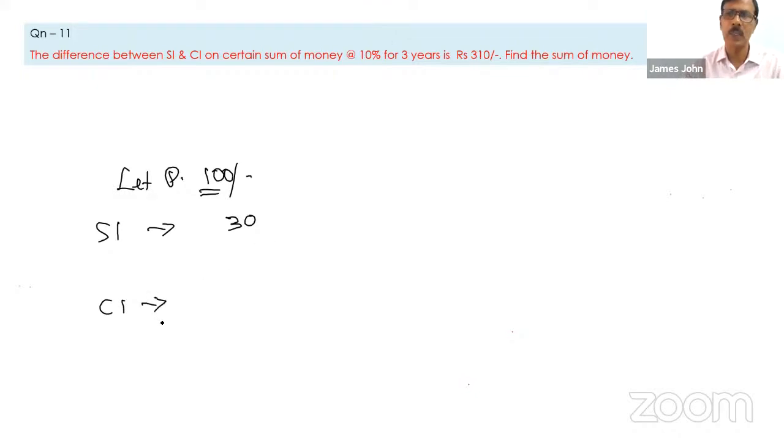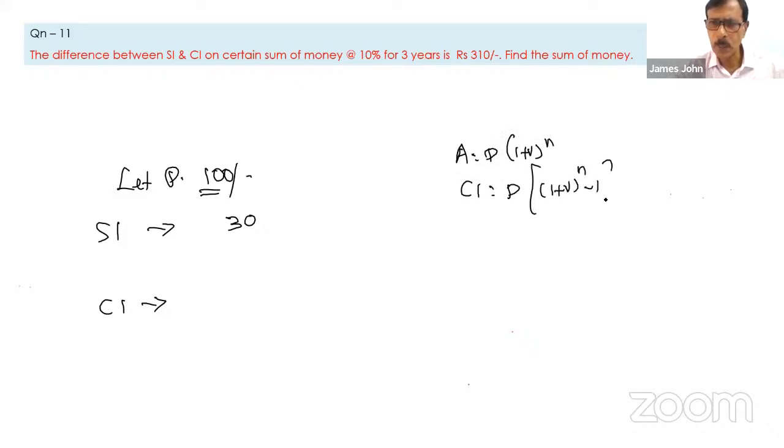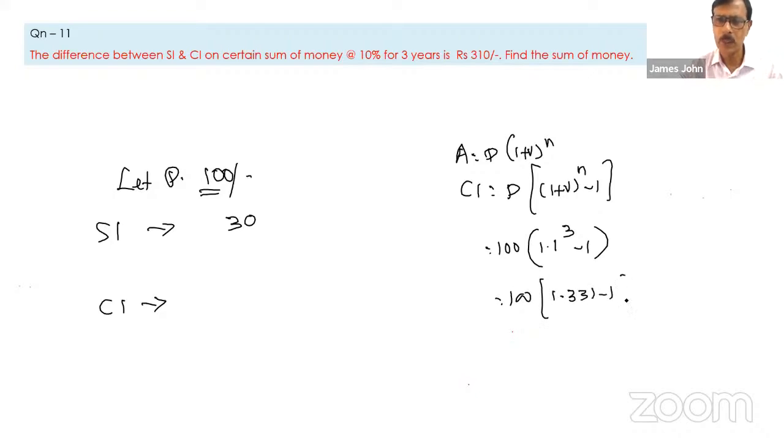Now what will be the compound interest? How to get the compound interest? You have to use the formula. What is the formula? A is equal to P into 1 plus R the whole raised to N, or you can use the compound interest formula P into 1 plus R the whole raised to N minus 1. This formula can be used, isn't it? Compound interest: P is 100 into 1.1 raised to 3 minus 1. This is equal to 100 into 1.1 raised to 3, which is 1.331, minus 1.